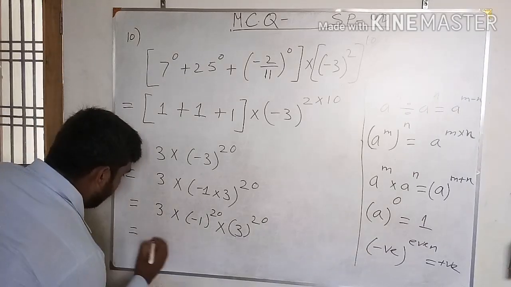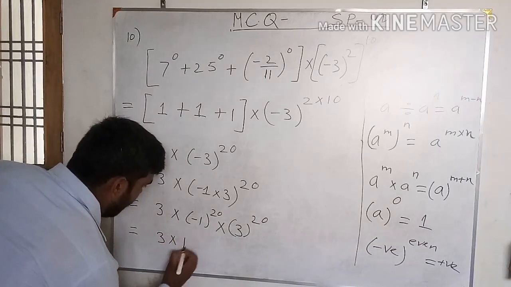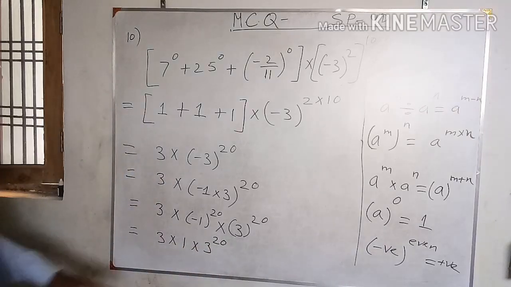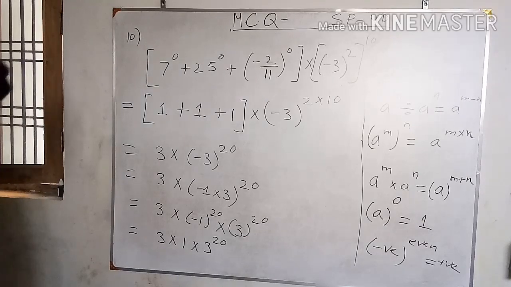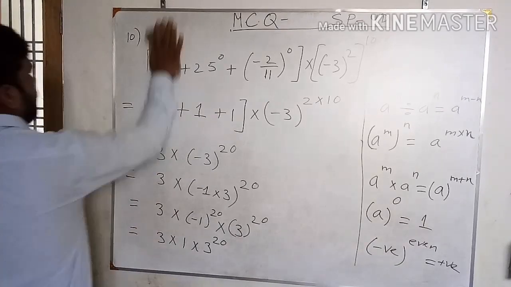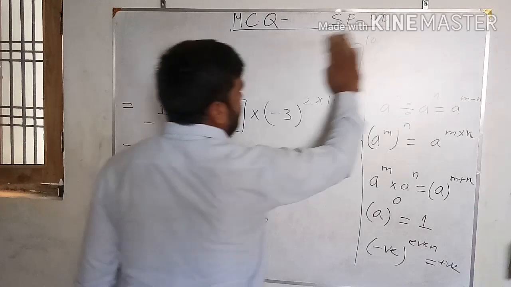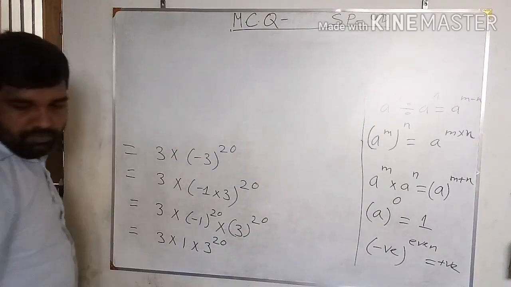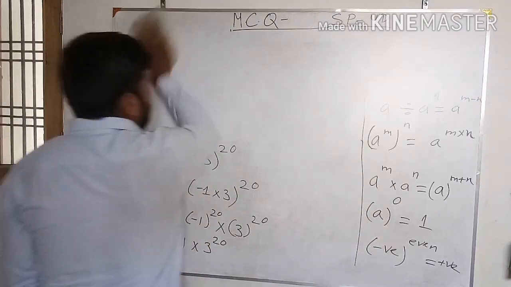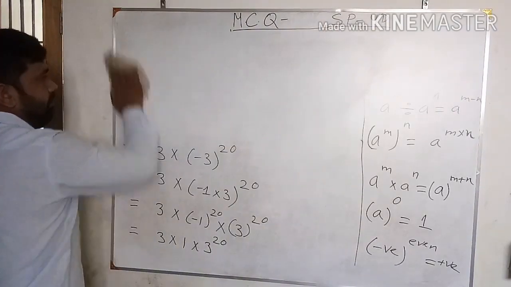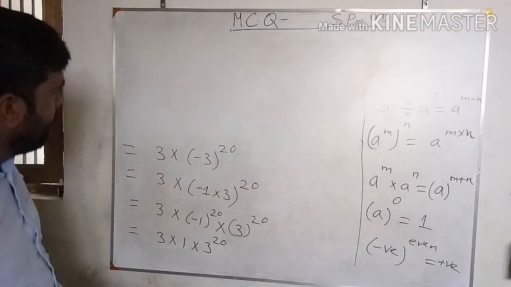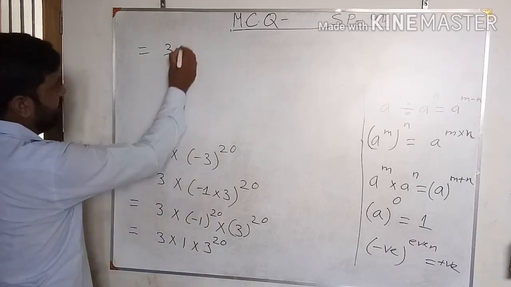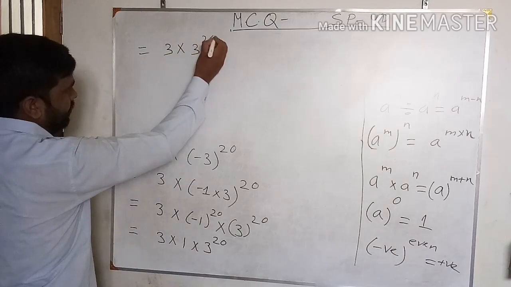So what do we get as the answer? 3 multiply 1 multiply 3 to the power 20. Now 3 ones are 3. This will give you the value 3, multiply 3 to the power 20.